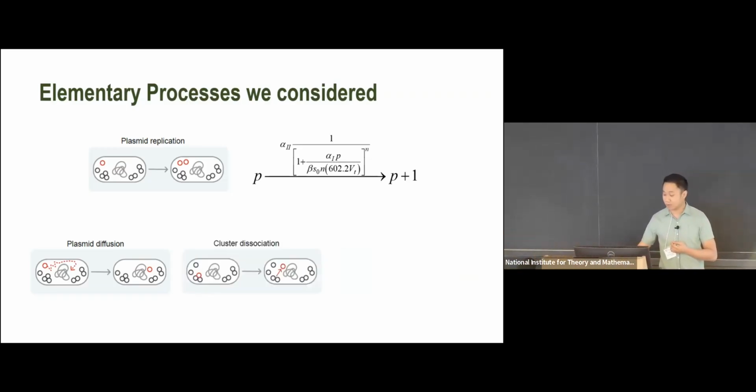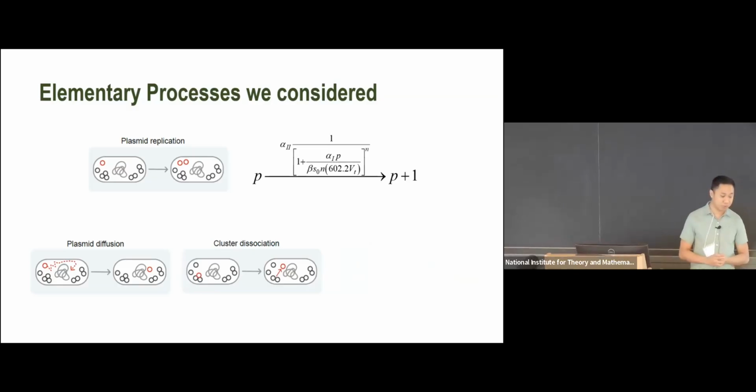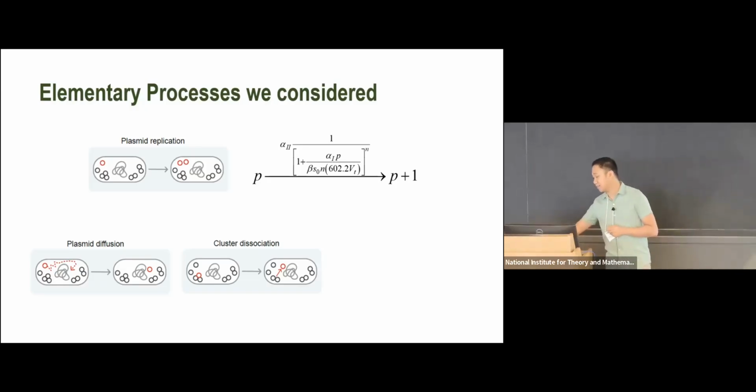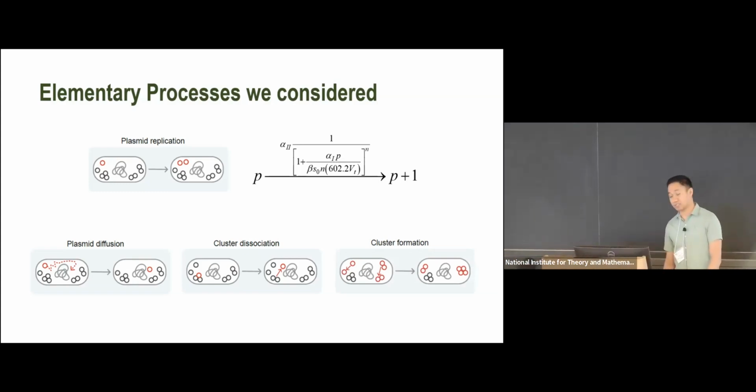We've got cluster dissociation. In our case, we assume that dissociation happens by shedding only one plasmid at a time. So from a cluster, a plasmid is shed, and now you have dissociation. And finally, the third one is cluster formation.